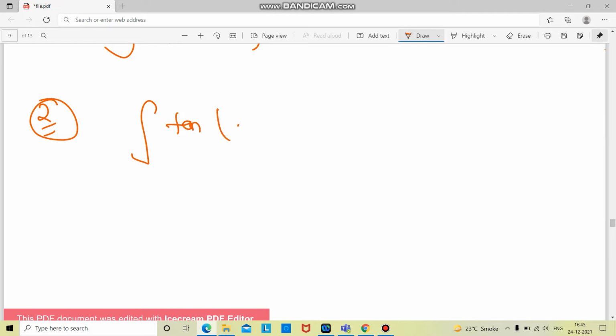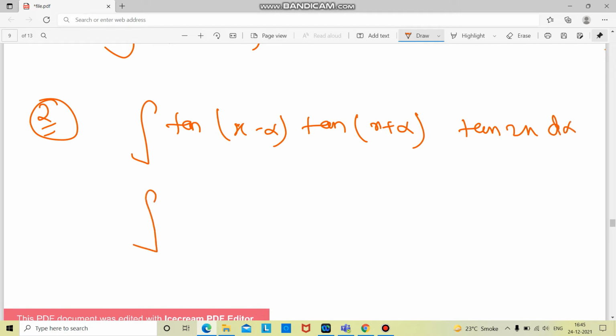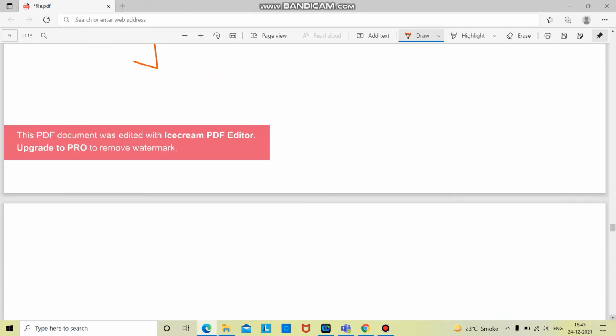We are taking second question, which is integral tan of x minus alpha tan x plus alpha into tan 2x dx. There is another way of asking the same question, which is integral tan 3x tan 2x tan x dx. Many more ways. I will tell you the key concept to solve these questions.